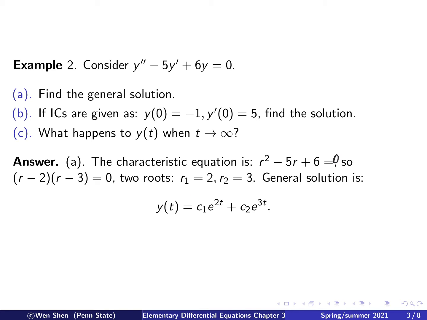They're real and distinct. Then from the discussion on the previous slides, we know that the general solution can be formed as C1 times e to the r1 t, which is 2t, plus C2 times e to the r2 t, which is 3t. So this is a general solution for any arbitrary choices of C1 and C2.